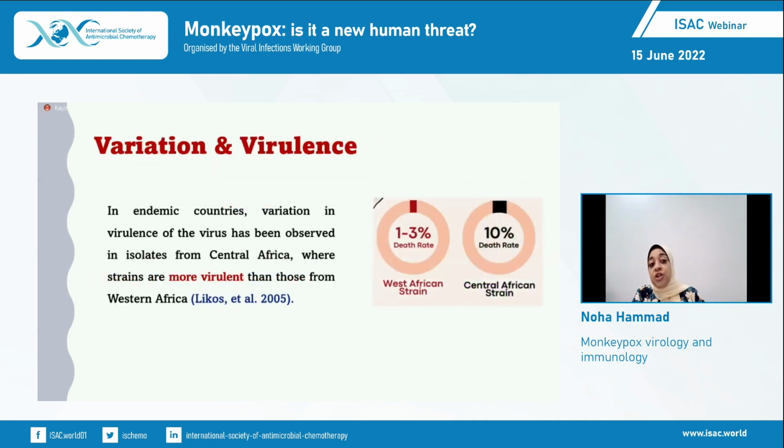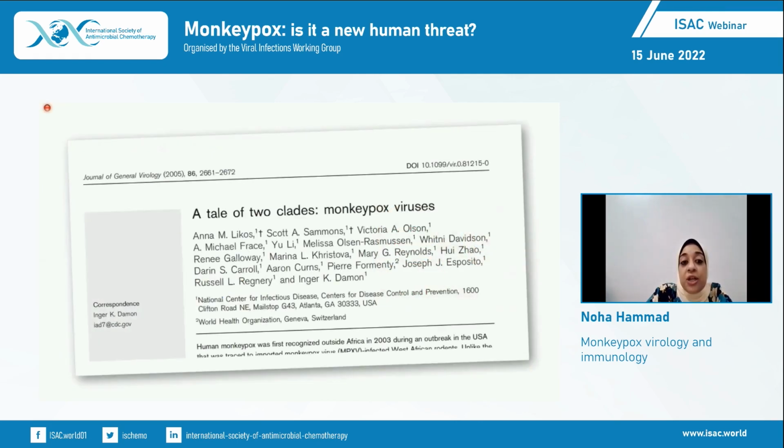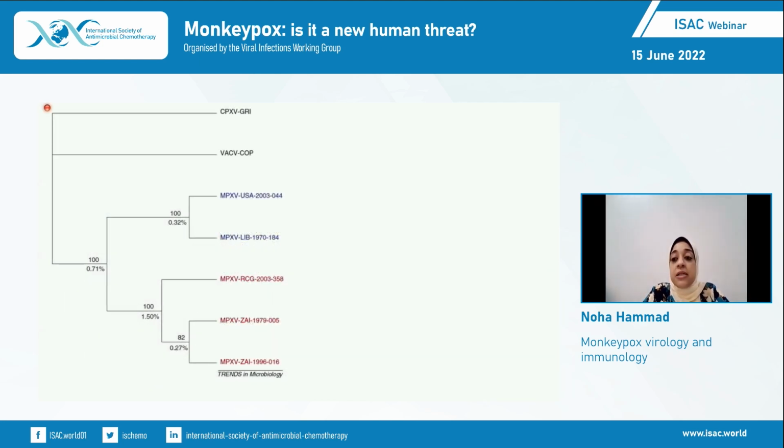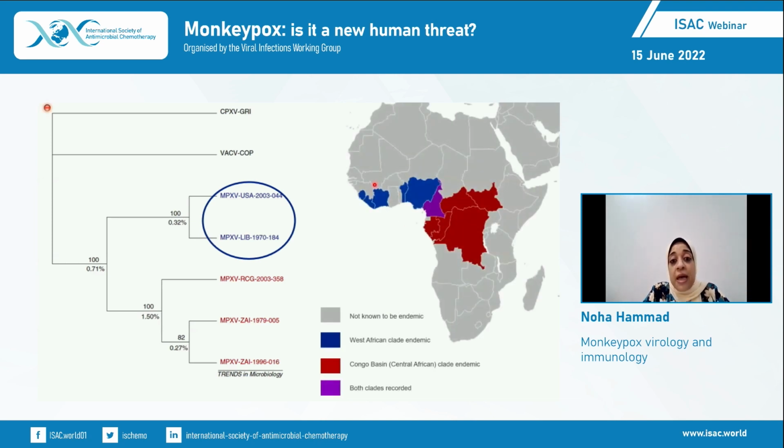In endemic countries, variation in the virulence of the virus has been observed. In isolates from Central Africa, the strains are more virulent, with a death rate exceeding 10%. Other strains isolated from Western Africa have a death rate ranging from 1 to 3%. Likos et al., in their publication A Tale of Two Clades, reported that monkeypox viruses fall into 2 distinct genetic clades. One is associated with Western African locales, and the other is associated with Central African and the Congo Basin locales.